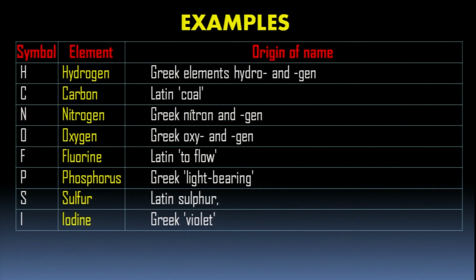F, fluorine. Fluorine means to flow in Latin. P, phosphorus. It's a Greek word meaning light bearing. It gives out light. S is sulfur, the same word in English and in Latin. I denotes iodine, which is violet in color. In Greek, as I've told you, generally our modern symbols are derived from Greek or Latin words.